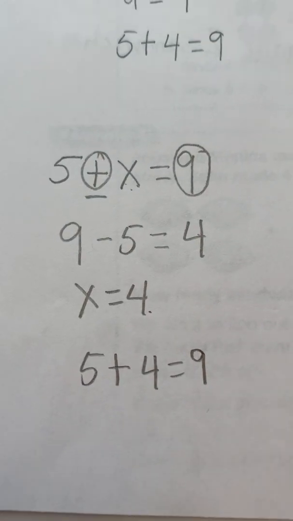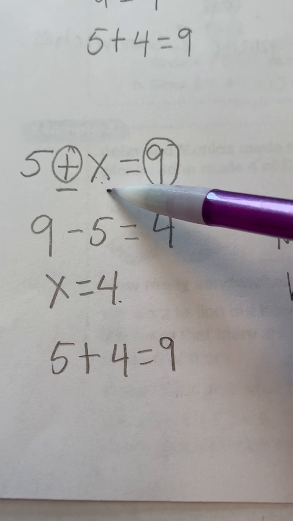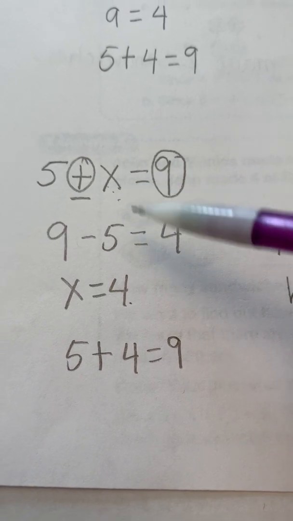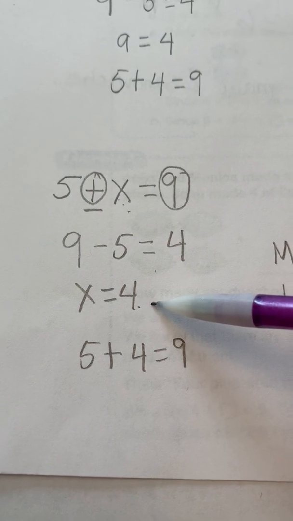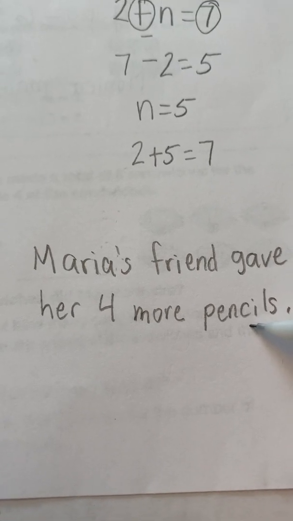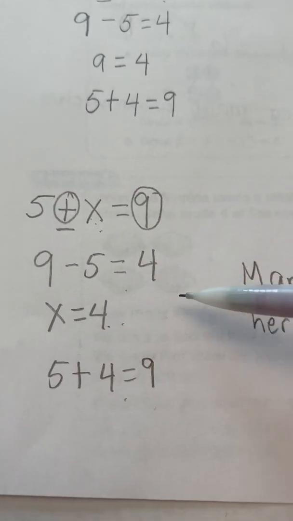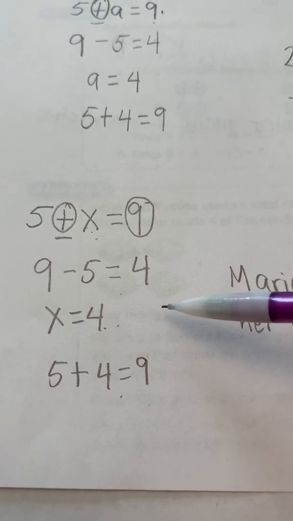I need to see the number sentence that you have created with the variable or with the missing add-in, okay, and how you solved it. What does that add-in equal? And then you need to plug it back in, and you need to write your number sentence. You need to show me your work for these problems, okay? We're just not going to write answers, okay?